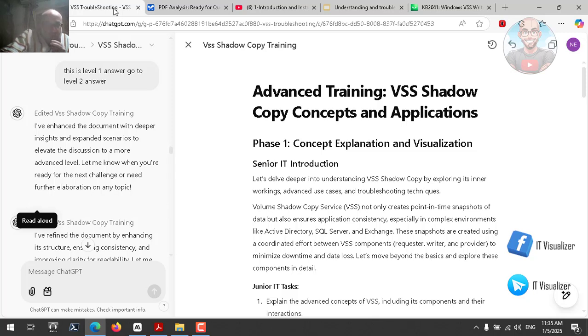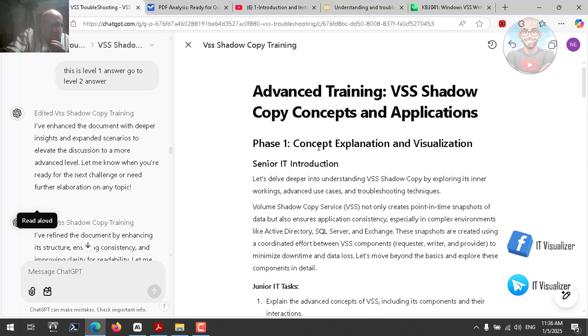So when I try to use this method with the AI tools, it gives me better results, especially with something like Gemini and Claude. The results are fantastic. Actually, ChatGPT 4.0 was not that good, even 0.1 was not that good. So let's see first the answer of ChatGPT. Here I'm asking it to discuss volume shadow copy concepts and applications.